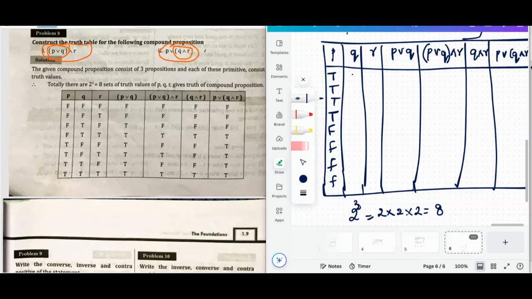Then for the second one, half of that: 2 times T, 2 times F, 2 times T, 2 times F. Then the last one will be 1 T, 1 F, 1 T, 1 F.